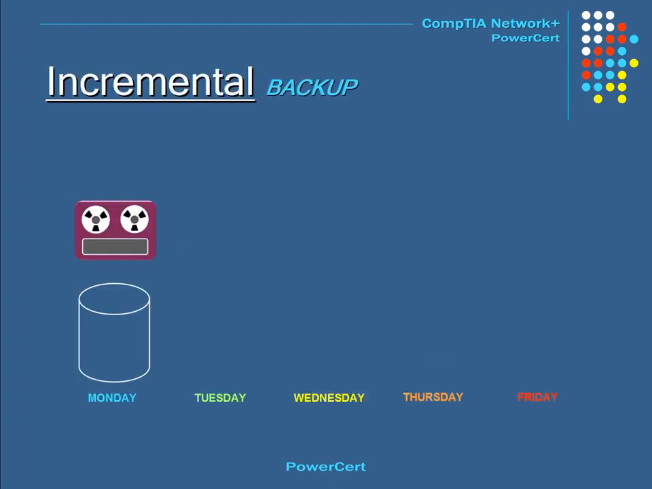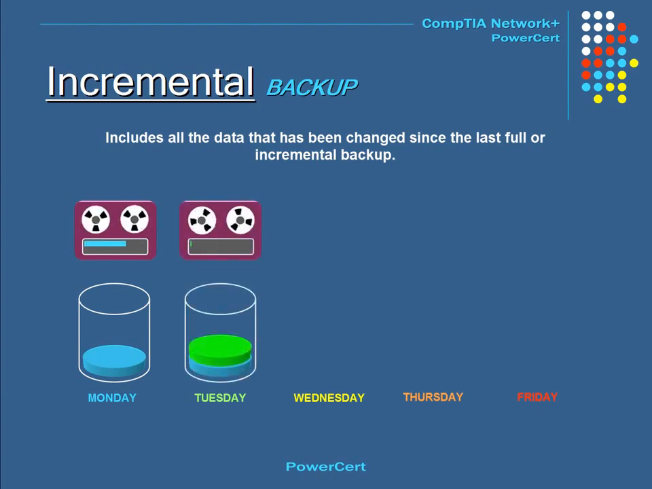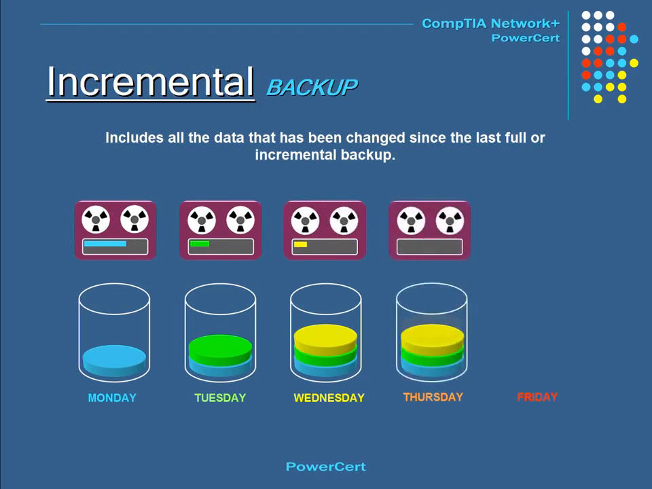In an incremental backup, the only data that is backed up is the data that has been changed since the last full or incremental backup. For example, let's say a company does a full backup on the weekend and incremental backups Monday through Friday. The only data that is copied to tape is the data that has been changed since the last incremental backup, which is each weekday. So Monday will only copy Monday's data, Tuesday will only copy Tuesday's data, and Wednesday will only copy Wednesday's data, and so on.